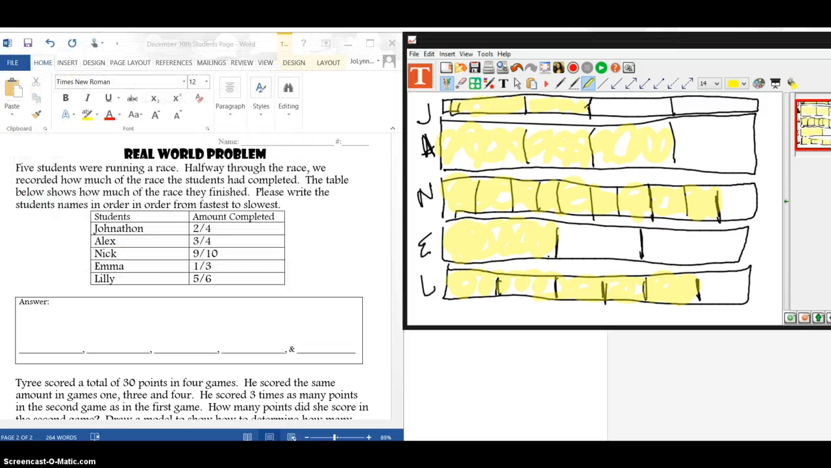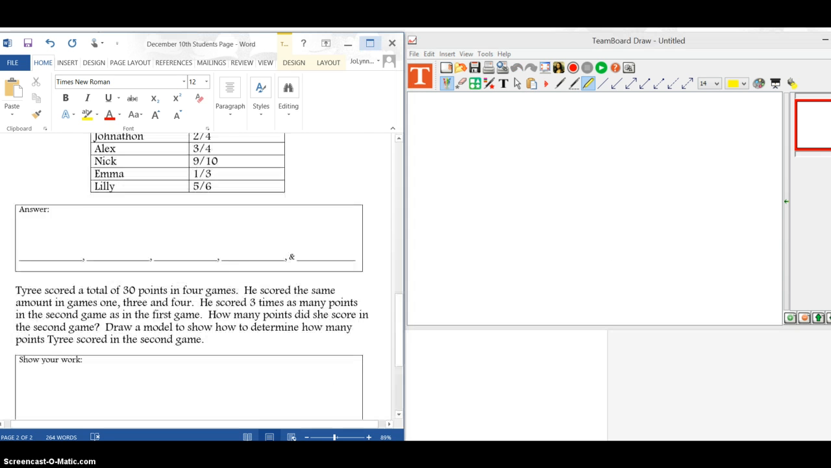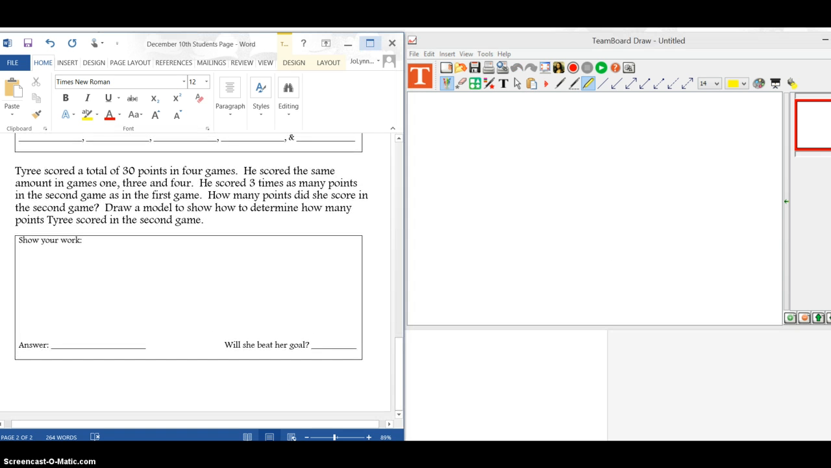Cancel. No thank you. No saving. Just a new page. Perfect. Alright, now the bottom problem says Tyree scored a total of 30 points in 4 games. He scored the same amount in game 1, 3, and 4. He scored 3 times as many points in the second game as he did the first game. How many points did he score in the second game? Draw a model to determine how many points Tyree scored in the second game.